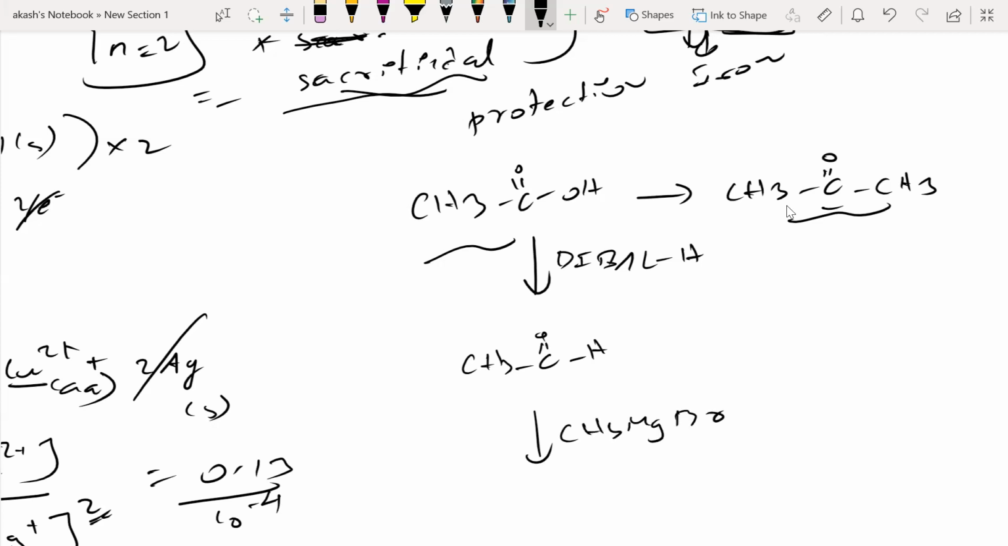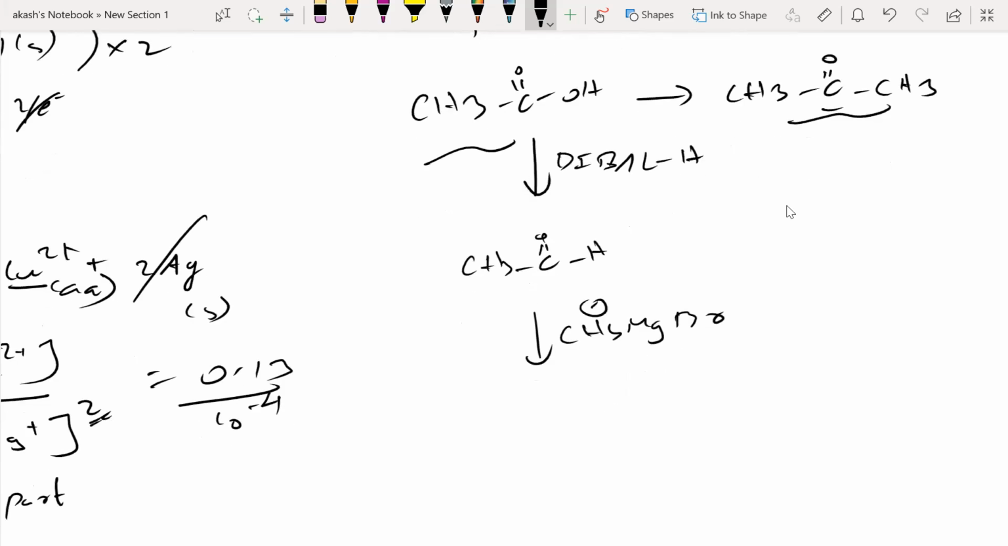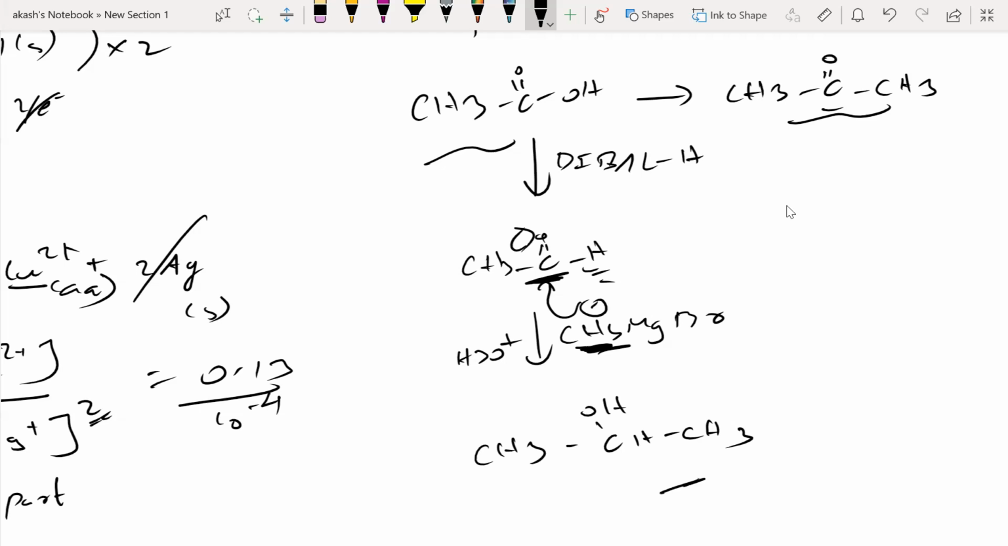If you do that, we know how it works. We have the negative charge here, which attacks here, and then we have to go for hydrolysis also. So we will form CH3CH(OH)CH3, where this CH3 would have been attached to this particular carbon atom, and this is what you have. Done. And then you have to convert this into this. Yes, Kanna?